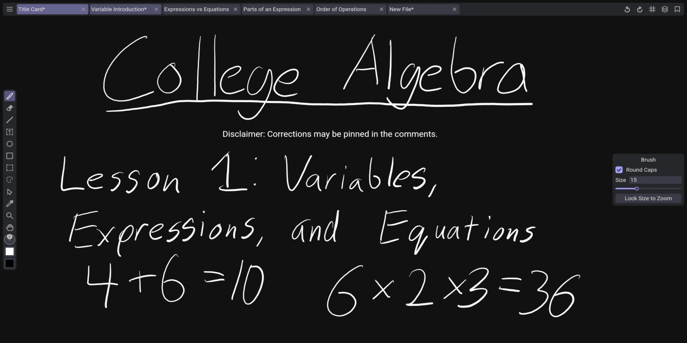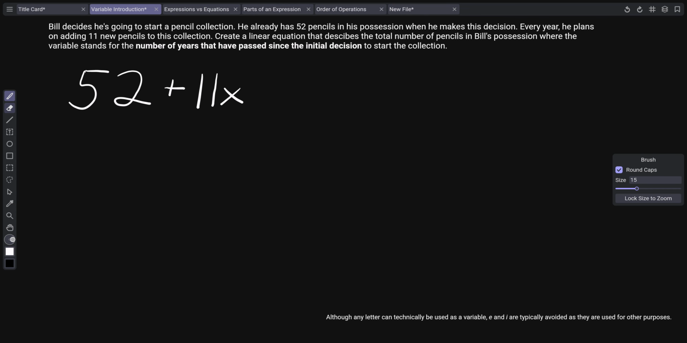Most of the time you're working with variables, and to help you understand what a variable is, I'm going to just give you a very concrete example. This is something that I was working on before. So I write, Bill decides he's going to start a pencil collection. He already has 52 pencils in his possession when he makes this decision. Every year, he plans on adding 11 new pencils to this collection. Create a linear equation that describes the total number of pencils in Bill's possession, where the variable stands for the number of years that have passed since the initial decision to start the collection.